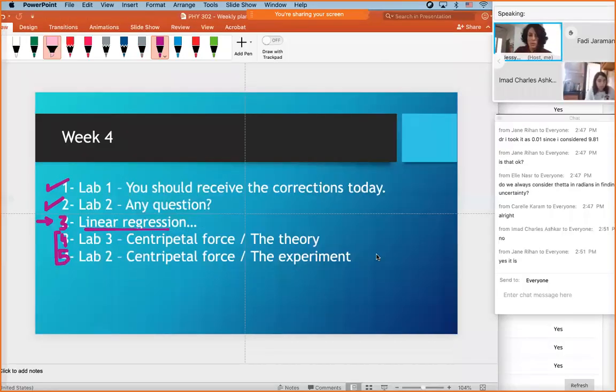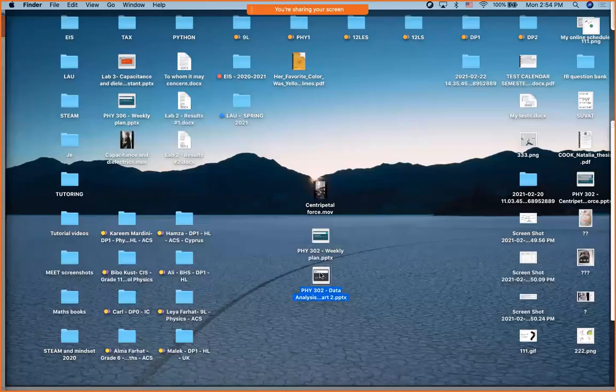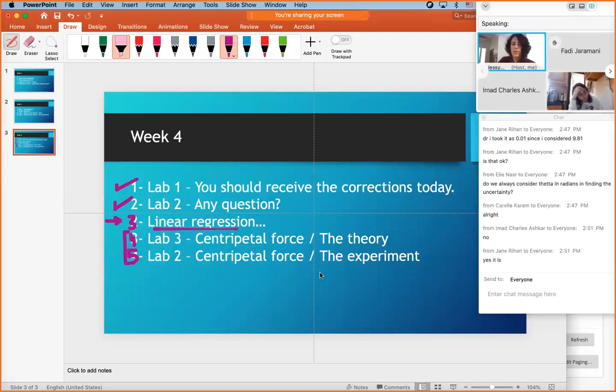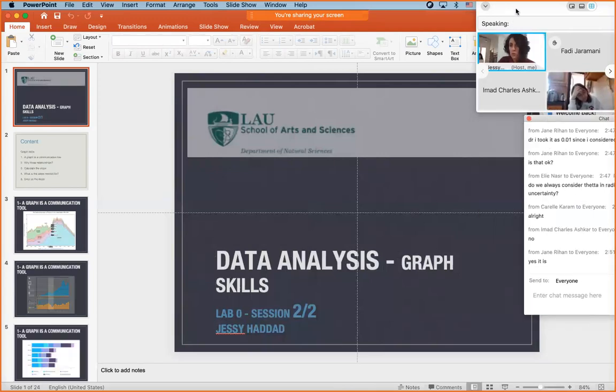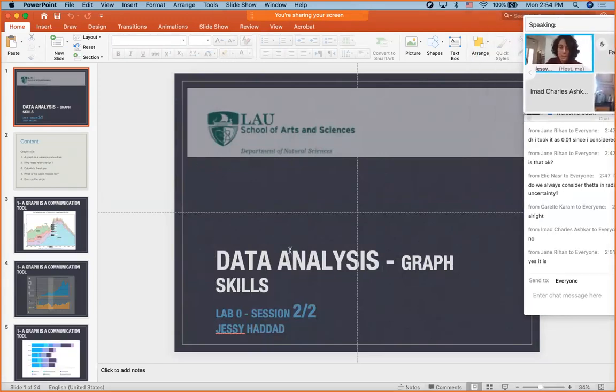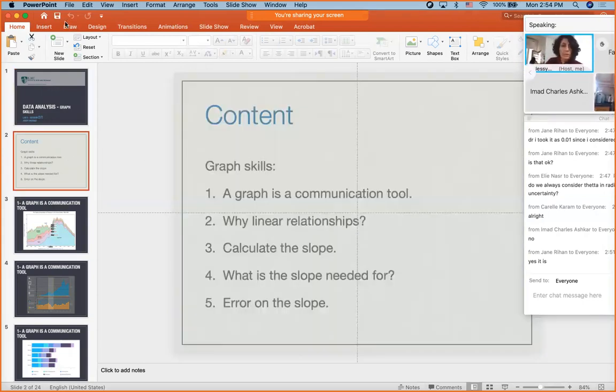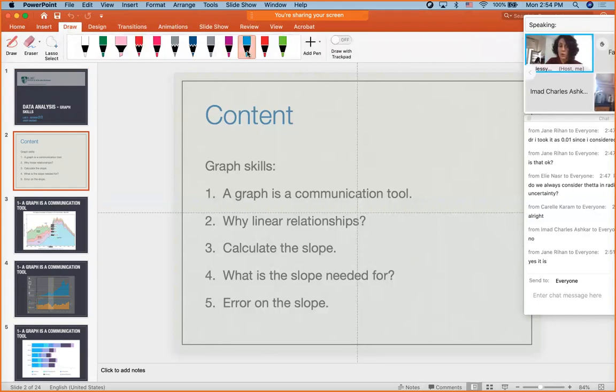Okay? So I'm going to go to data analysis part 2. This is the thing that I was postponing since forever. I will try my best to be not so brief and not so detailed. Please stop me if you believe I'm missing something. All right, the content, and that was supposed to be covered during week 1. Why is a graph a good communication tool? Why linear relationships? How do we calculate the slope? Why do we calculate the slope? And how do we find the error on the slope? Did you ever do that before?